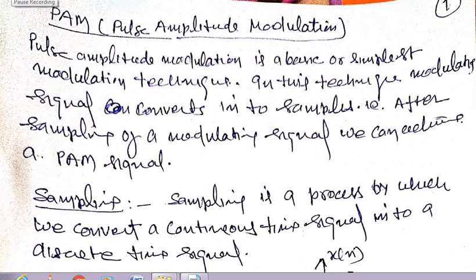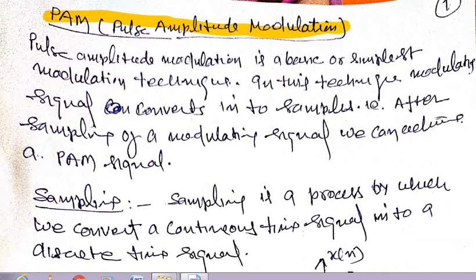Students, in the previous lecture we discussed the pulse modulation techniques. There are three types of pulse modulation techniques: first is pulse amplitude modulation, second is pulse width modulation, and the last one is pulse position modulation. Today in this lecture we will discuss the pulse modulation techniques.